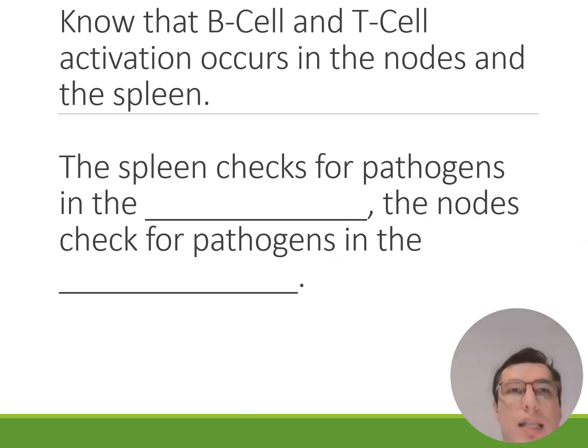Know that B cell and T cell activation occurs in the nodes and the spleen. The spleen checks for pathogens in the blank. The nodes check for pathogens in the blank. So the spleen is checking for pathogens in blood, and the lymph nodes are checking for pathogens in the lymph.